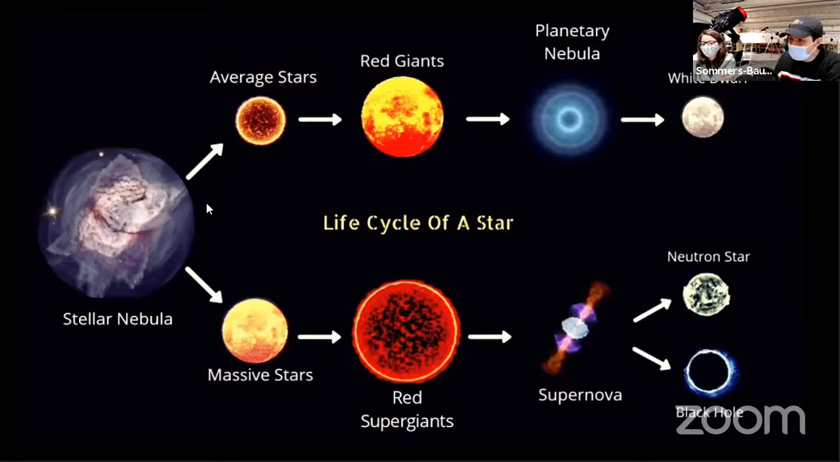Now let's take a look at this chart here, which shows the evolution of a star. I wanted to show this chart because it shows this branching between stars in the main sequence. You can call one type of star an average star. This would be a star about the size of the sun, anywhere from half a solar mass to eight times the size of the sun. And then after the main sequence, it evolves into what's known as a red giant.